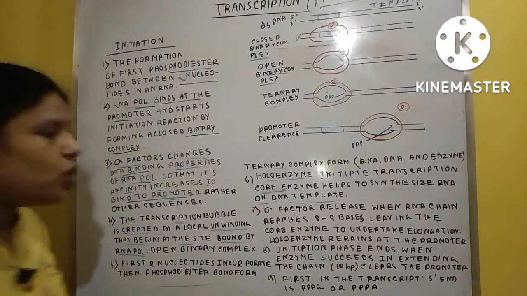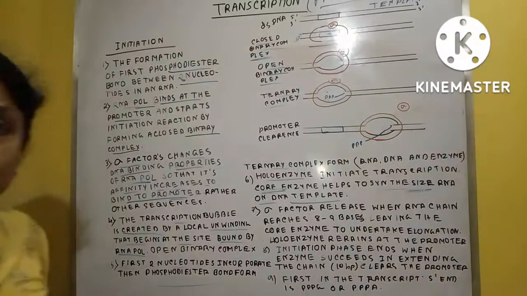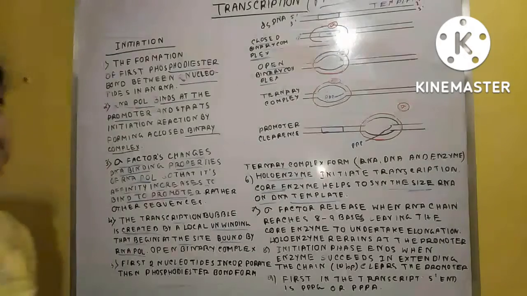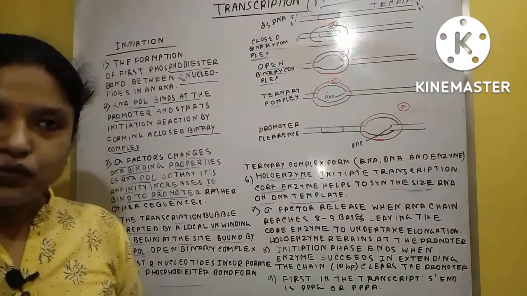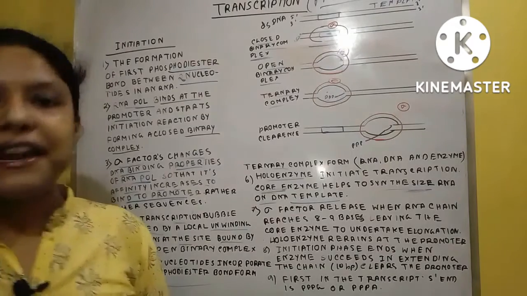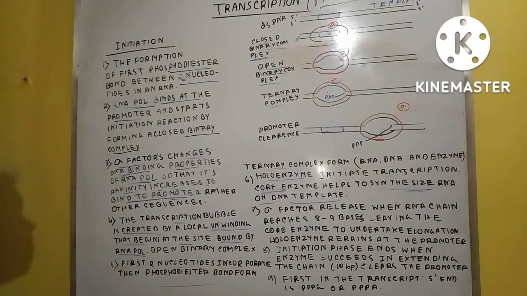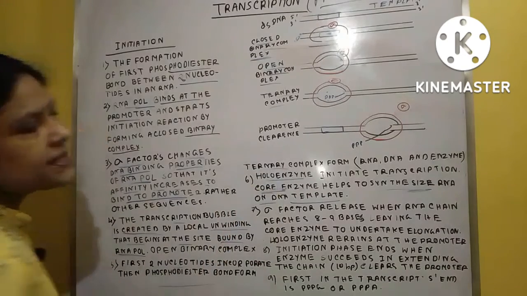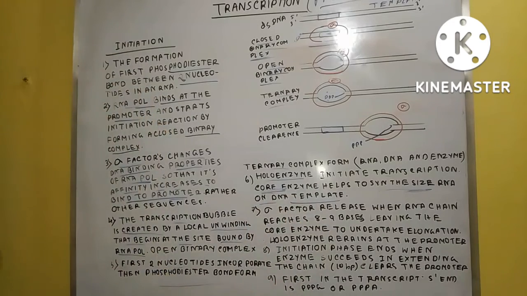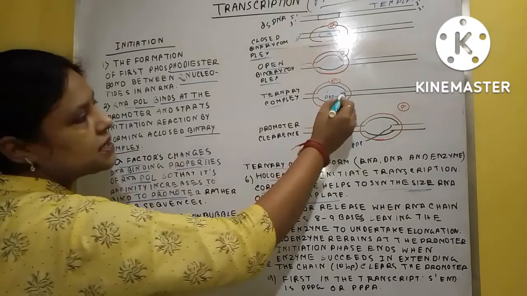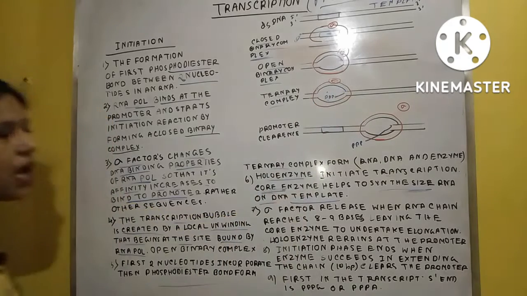And what is the role of the core enzyme? It helps to synthesize the RNA. And what is the role of the sigma factor? It recognizes the specific promoter region, which is totally suitable for binding the RNA pol on the DNA. So the core enzyme helps to synthesize the RNA on the DNA template. Here you can see that synthesis of the RNA is already occurring.